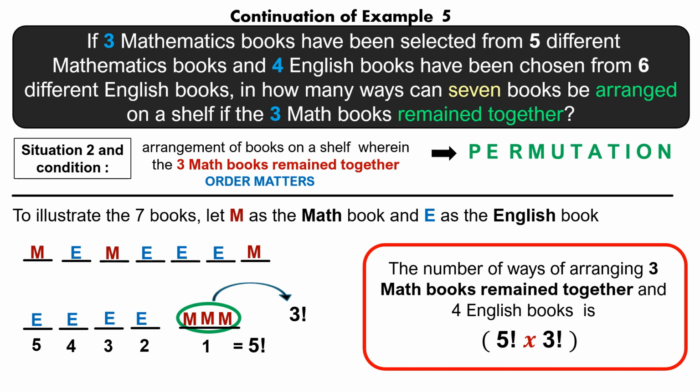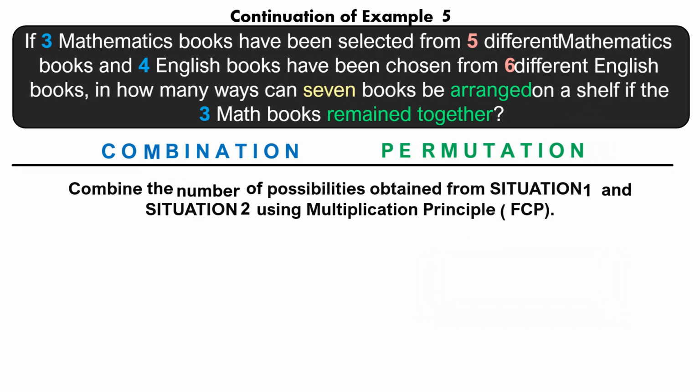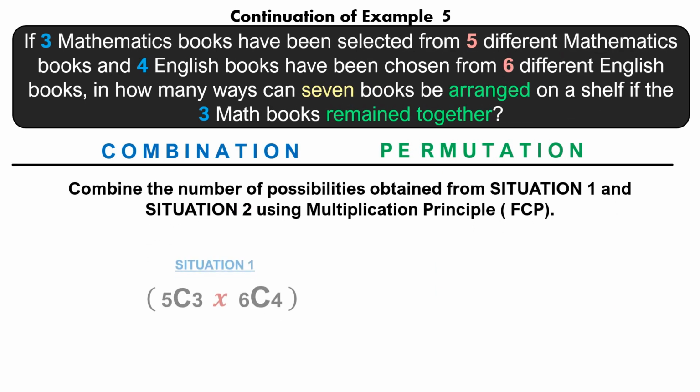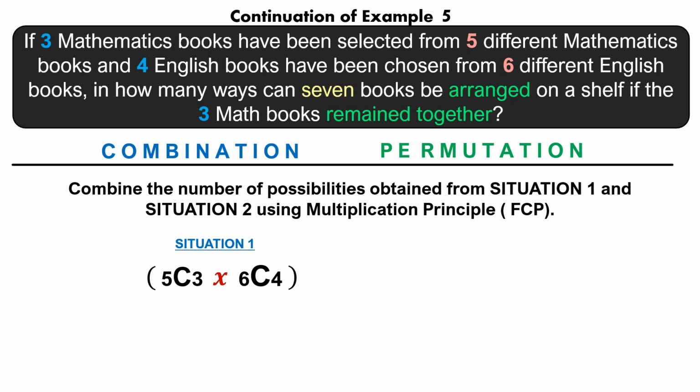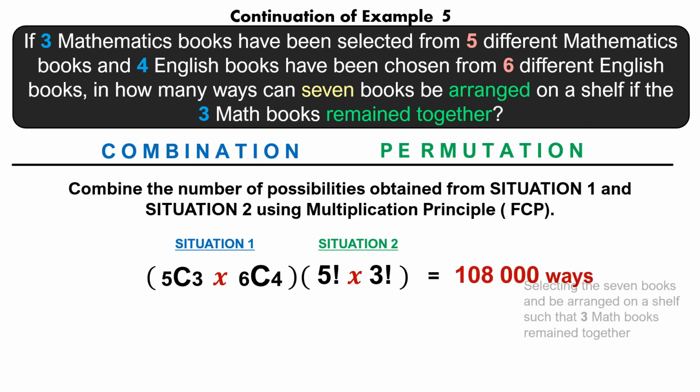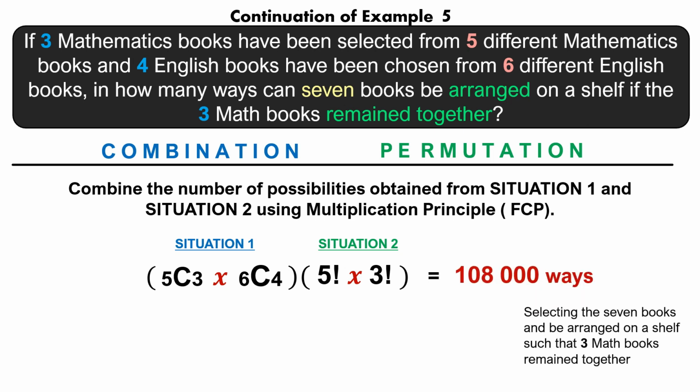Okay, so we're both done in getting the number of possibilities for situations 1 and 2. We can now combine the two possibilities by the multiplication principle. For situation 1, we have 5 choose 3 times 6 choose 4. For situation 2, 5 factorial times 3 factorial. Multiply these two, so we have 108,000 ways of selecting the 7 books such that 3 math books remain together.